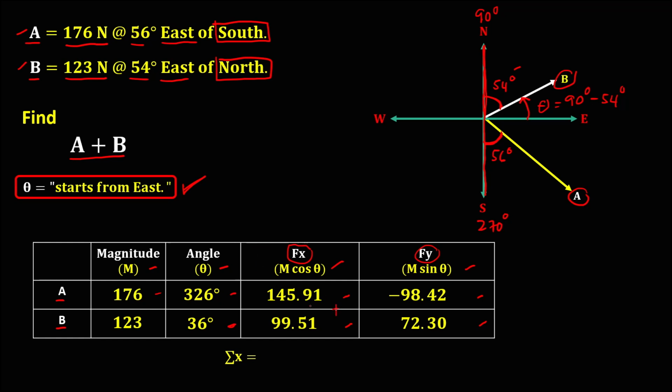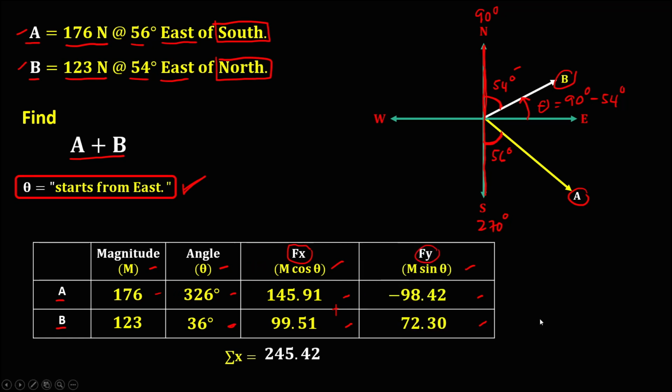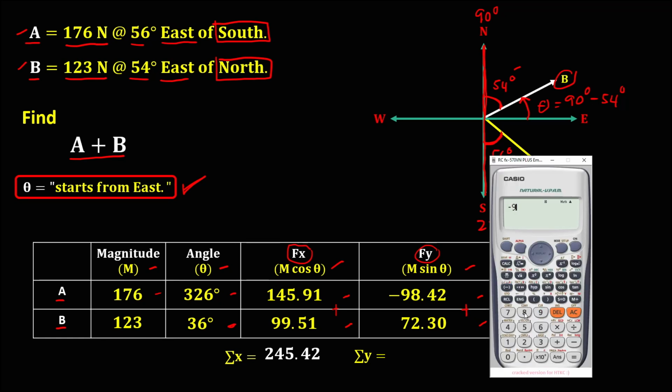So just add these two numbers. We have 145.91 plus 99.51. So the sum is 245.42. Then also for the sum of the y component, again, add these two numbers. So we have negative 98.42 plus 72.30. So the summation of y is negative 26.12.